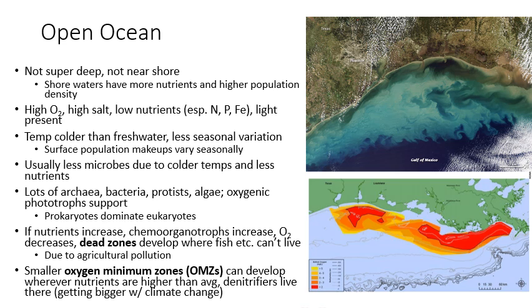When you're actually away from the shore in the proper open ocean, you don't have a lot of nutrients present, specifically low levels of nitrogen, phosphorus, and iron. You do have a lot of oxygen and a lot of light, especially at the actual surface. And of course, since it's the ocean, you have a lot of salts.